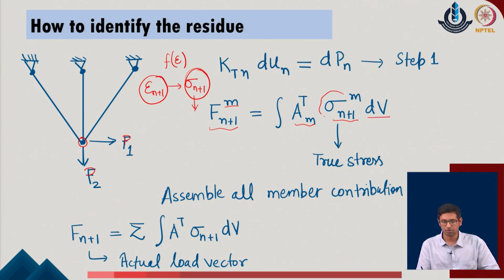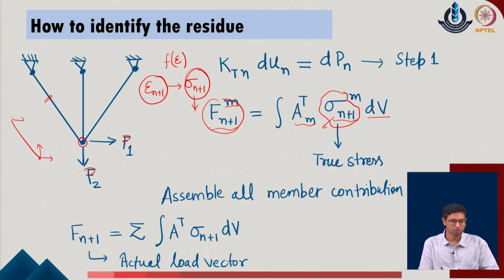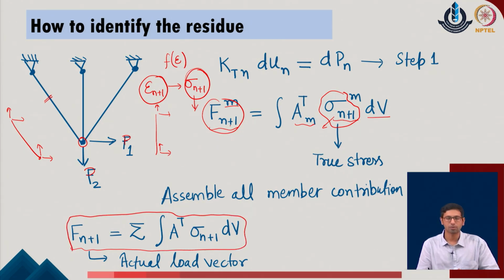Now, this value of the stress is the actual stress inside the given member. So, in each member we have evaluated the amount of stress in the given system, and corresponding to that stress the user is able to calculate the nodal forces in the given system. So, these nodal forces corresponding to member 1 will be identified. Similarly, the nodal forces corresponding to member 2 will also be identified, and similarly the nodal forces corresponding to member 3. Now, I can take the sum of all those forces and calculate the net nodal force corresponding to step n plus 1 in the given system.